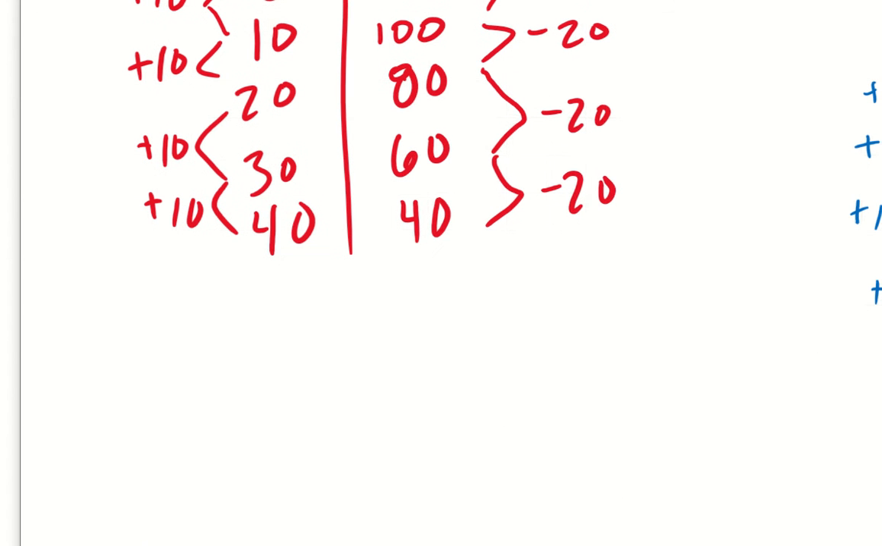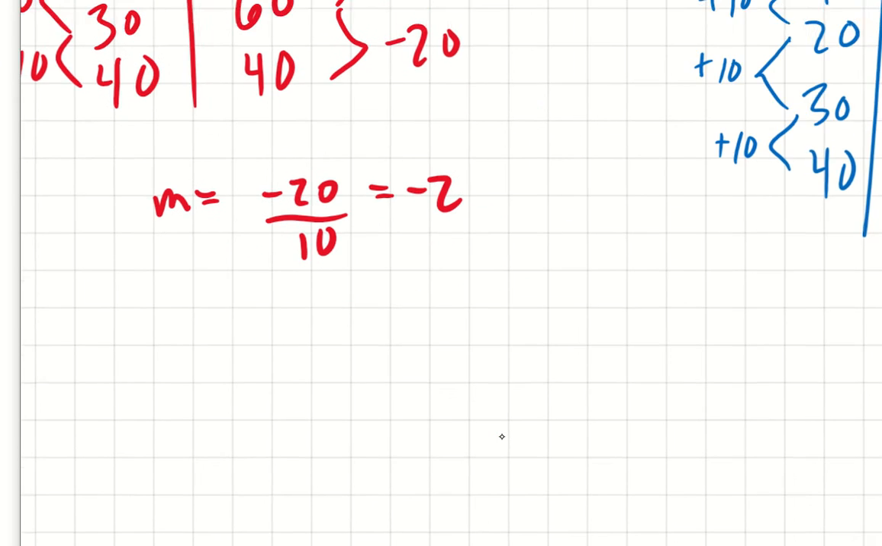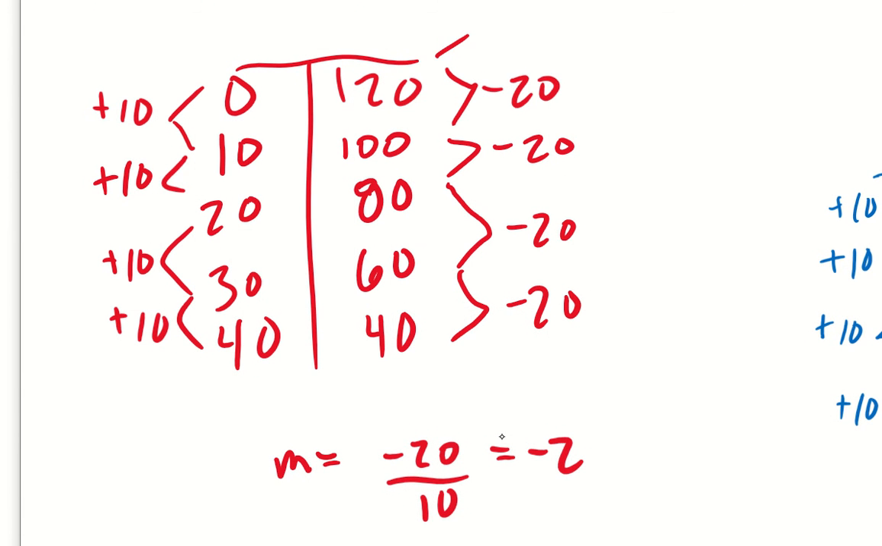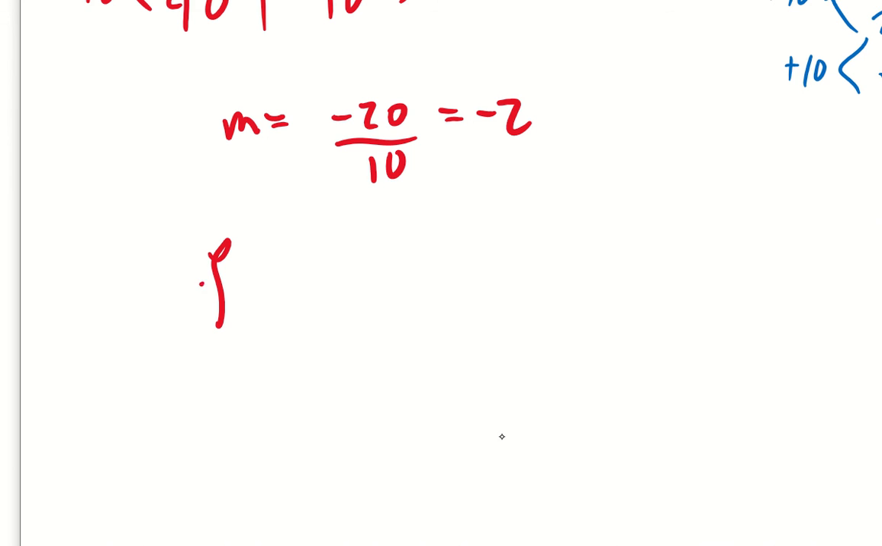And then to find the slope, it's going to be the rise over the run. The rise is negative 20. It's going down 20. It's not rising. Divided by 10. So your slope is negative 2. And then our y-intercept is 120. So we're going to have f of x equals negative 2x plus 120.